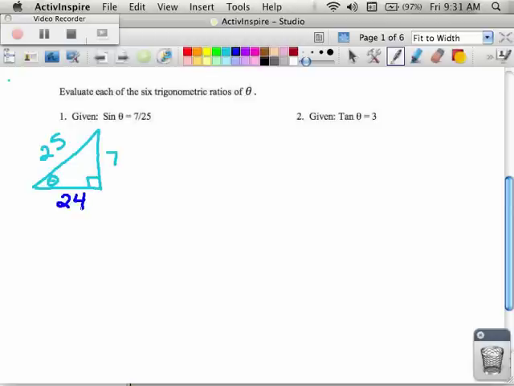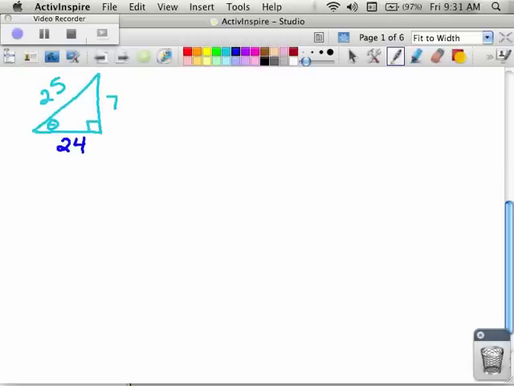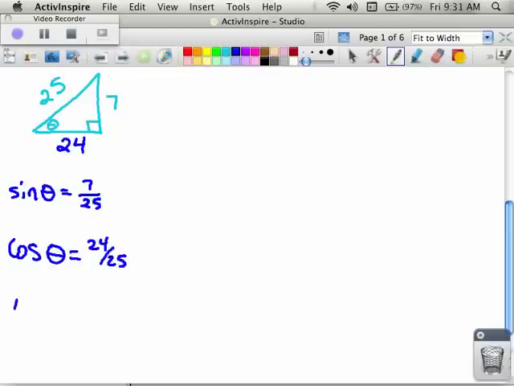So now if I want my 6 trig ratios, what they're talking about is that you're looking for the sine, the cosine, the tangent, the cosecant, all that stuff. So I know that the sine of my angle is 7/25. I know that the cosine of my angle is 24/25. I know that the tangent of my angle is equal to 7/24. Once I find these three, I don't have to really do any more work.